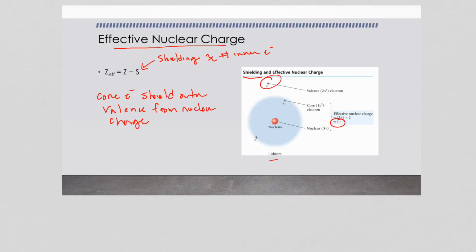So changes in this effective charge are going to have an effect on the properties, how easy it is to lose an electron, how tightly those electrons are held, right? The bigger the charge, the more tightly held those electrons are. So changing Z effective will have an effect on the properties. Okay, so we're going to mention this as we go through a couple of these different properties.